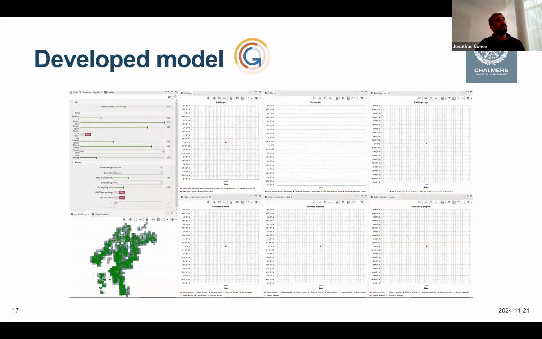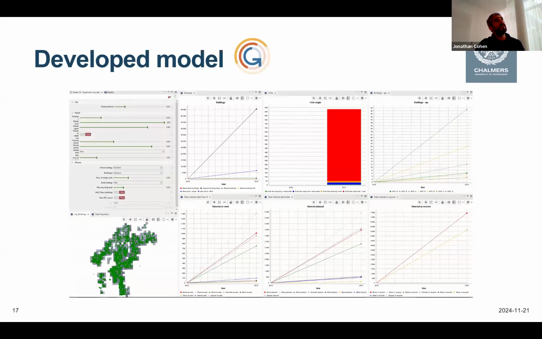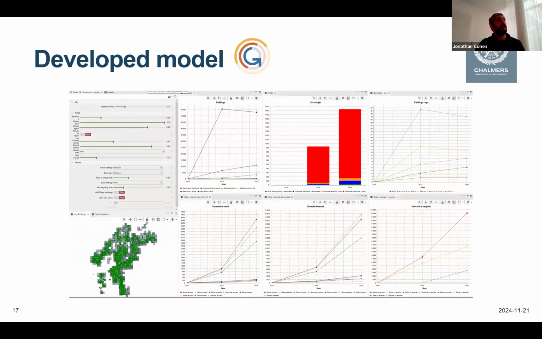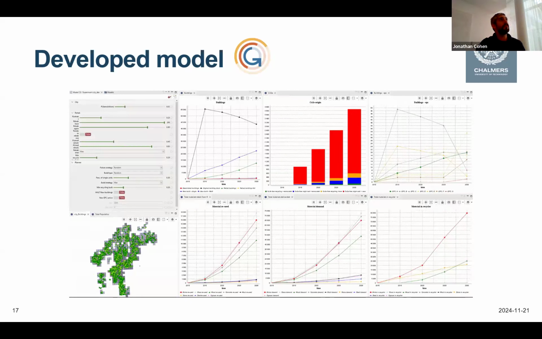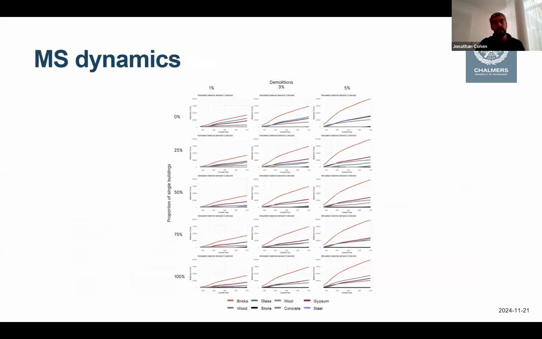So here you can see the model running itself. Each of these buildings in the map is one agent, so it's roughly running around 60,000 buildings all at the same time, and they're exploring these opportunities with a specification of how much material is going to be circulated.